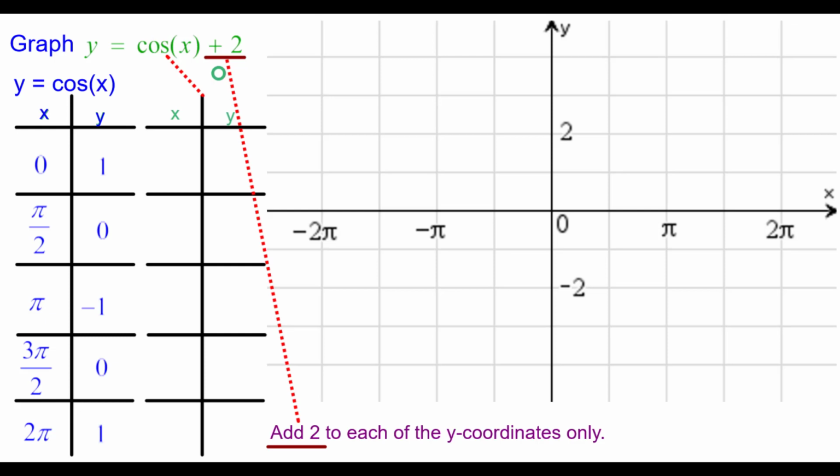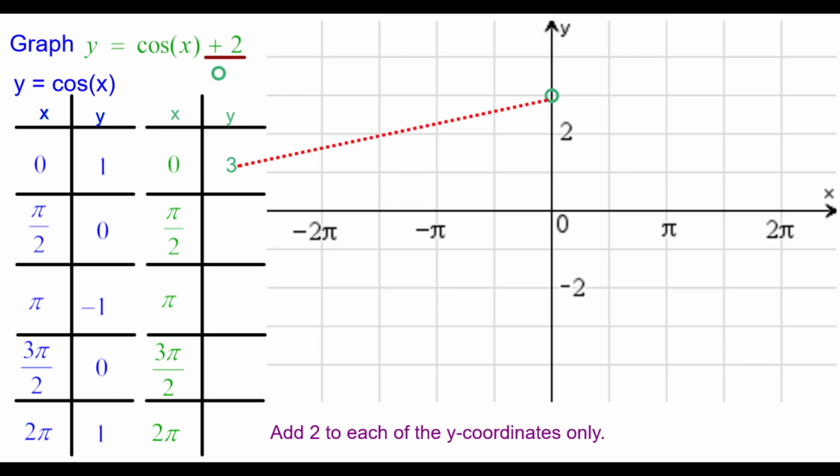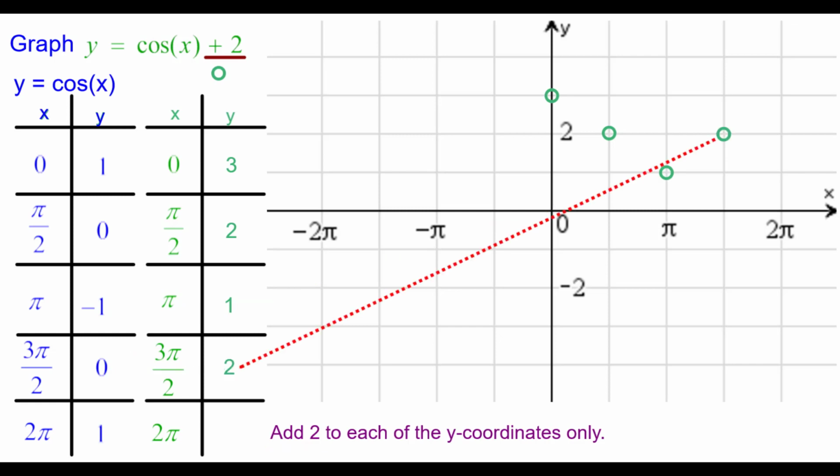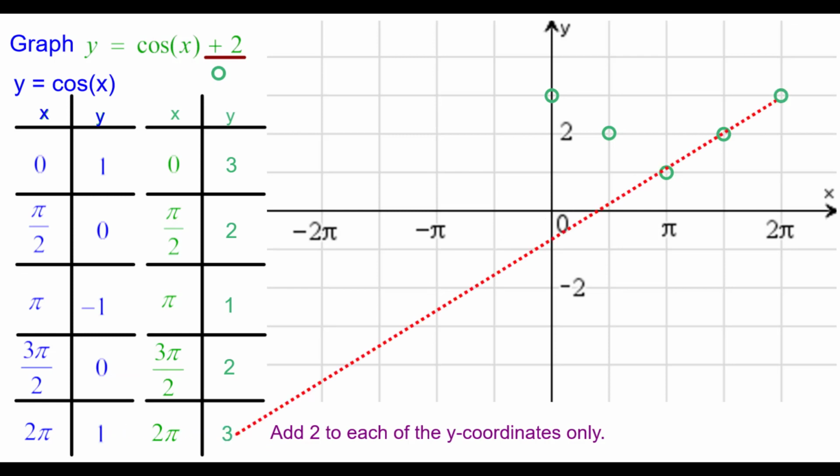And the only parameter we have is that plus 2, and that adds 2 to each y coordinate only. The x coordinates stay the same, so we'll keep those exactly the same. But we're going to add 2 to each y coordinate. So 1 plus 2 is 3. And so the ordered pair is 0, 3, and we'll plot that. The next y coordinate, 0 plus 2 is 2. And plot pi over 2, comma 2. Negative 1 plus 2 is 1, pi, comma 1, and so on. 0 plus 2, 3 pi over 2, comma 2. And 1 plus 2 is 3, and back to 2 pi, 3, a max again.